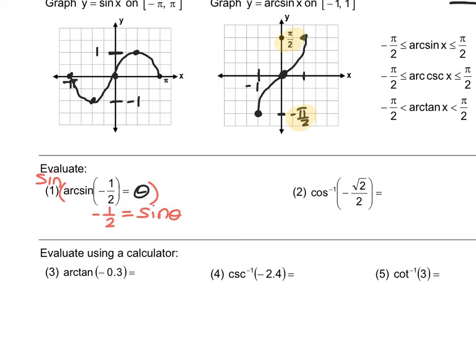Something to keep in mind, that domain and range, depending on your perspective, is very important because the arcsine function only exists between -pi over 2 and pi over 2. So it's possible that we could come up with negative angles here. Off the top of your head, does anybody know in the unit circle where the sine ratio is equal to -1/2?